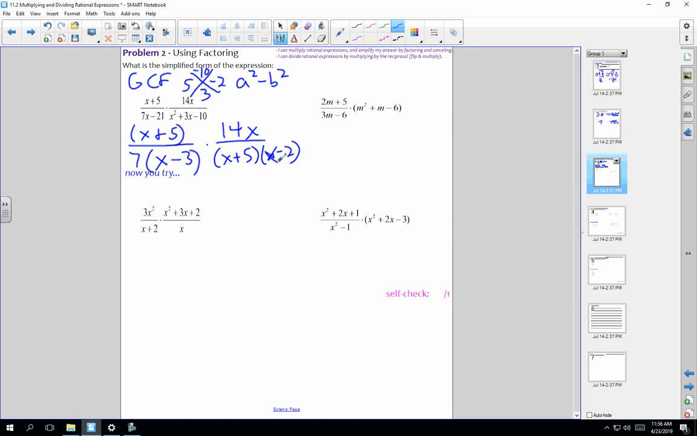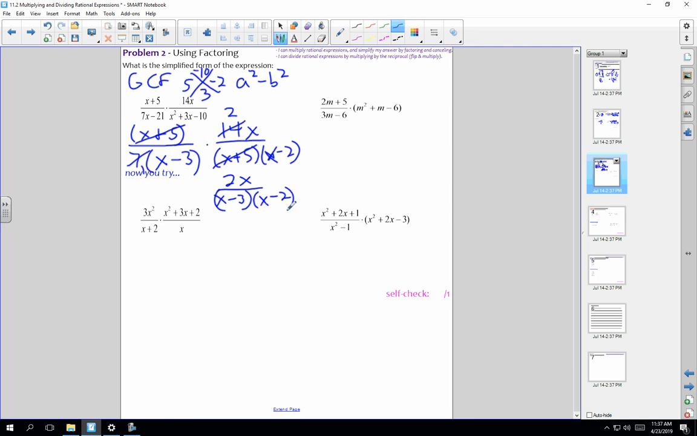Looking to see what simplifies out. The x plus 5s are gone. 7 goes into 7 once and into 14 twice. So the final solution, don't lose that x, will be 2x over (x minus 3)(x minus 2).